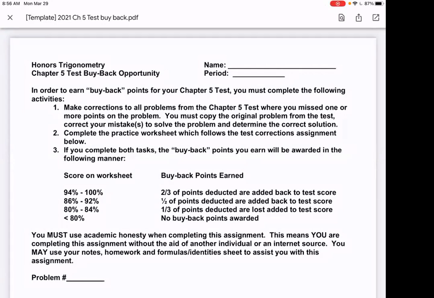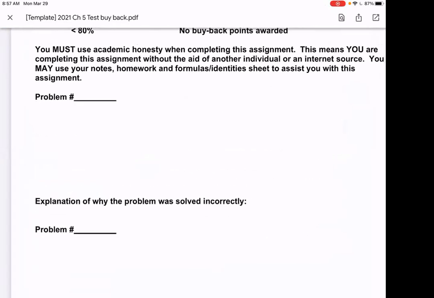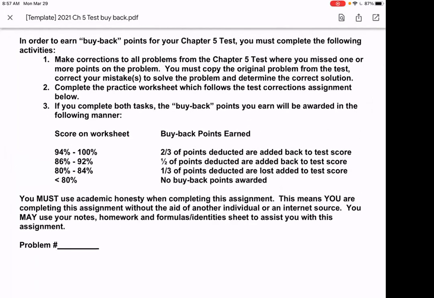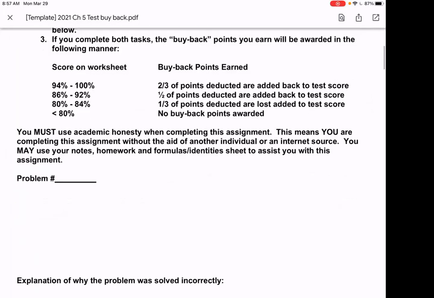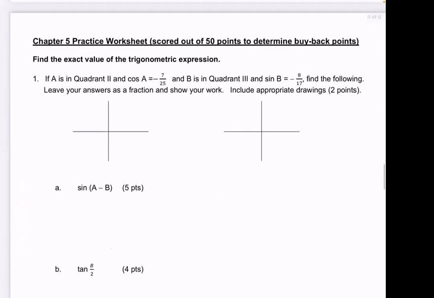In a sense, like usual, you have to correct any mistakes that you made on your test. So you have to perform test corrections, in the same format that I always have. You write the problem number, the original problem, and you make corrections to it. And then if you want to earn buyback points for the Chapter 5 test, I have a worksheet attached in the same document. It looks pretty much like the test because I have a whole bunch of versions of this test. You guys took one, the people online took one, my period took a different one. So these are practice problems.